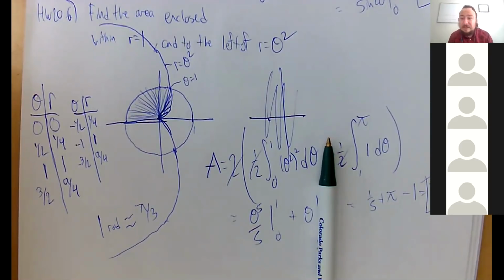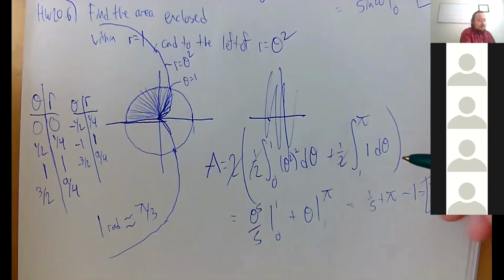Yeah, I have some confusion. When you drew this graph, I get how you found the bounds for the first integral, but for the second integral, the 1 d theta, I get that the circle itself crosses on the y-axis from -1 to 1. But how do you get pi for the upper bound of that integral?